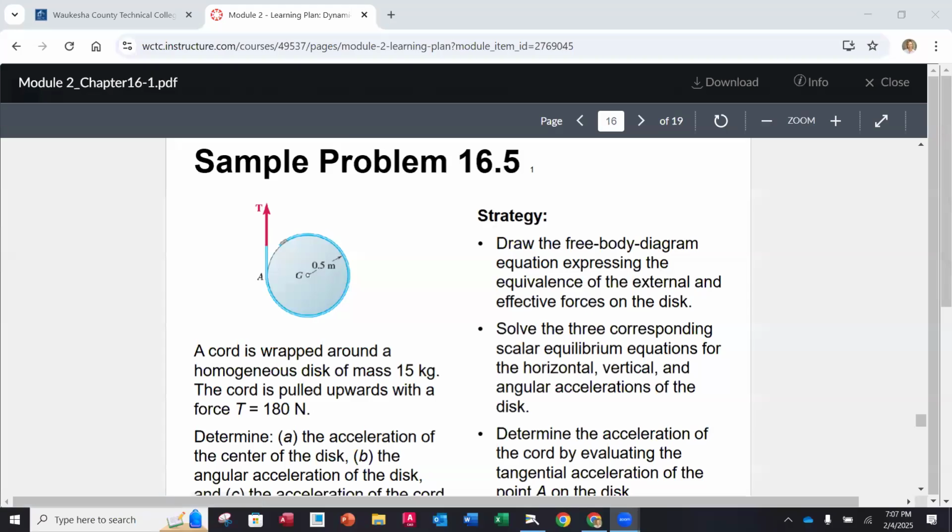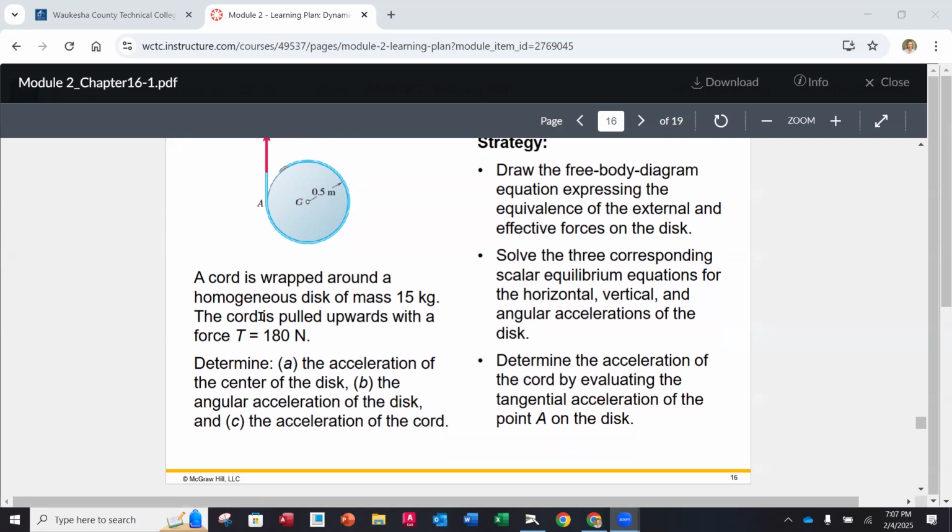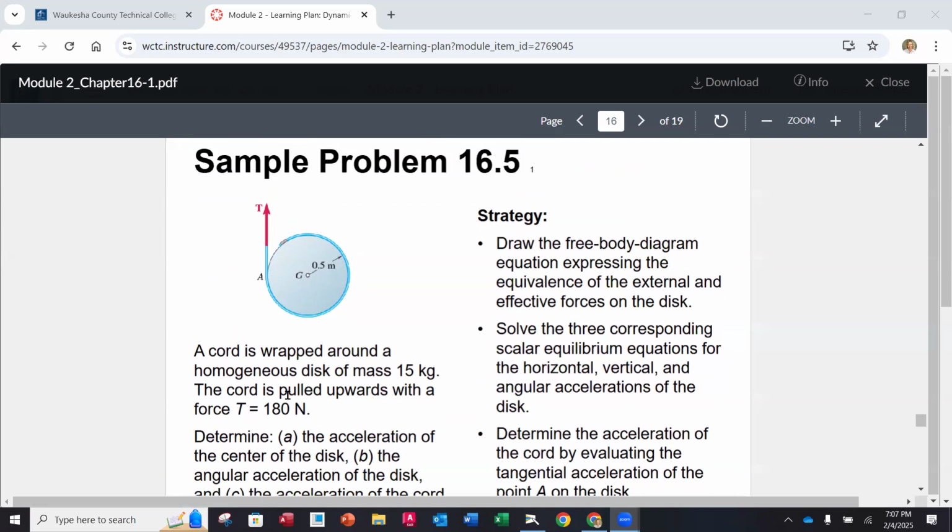Okay, so sample problem 16.5. You're going to find this on page 1131 in your book. The problem statement here: we've got a cord wrapped around a homogeneous disc, okay? And what that means is it's the same cross section and the same material throughout. It has a mass of 15 kilograms.